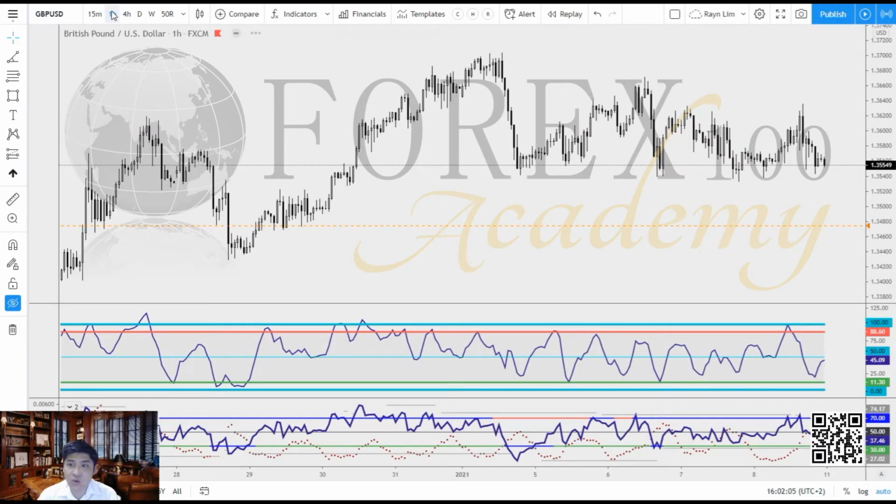And head down to the 1 hour chart. What do we have over here? Okay, a lot of support at this level. When there's a lot of testing on the support too many times, there is a high chance and high tendency that the market will break and close below, especially if you see there's a series of lower highs.